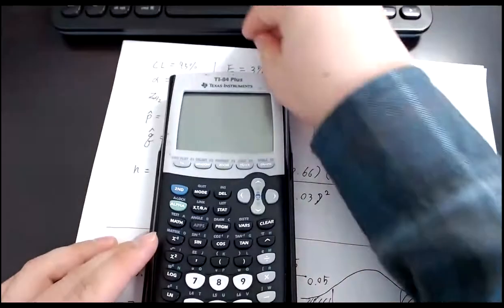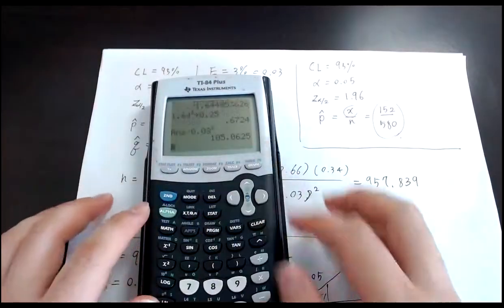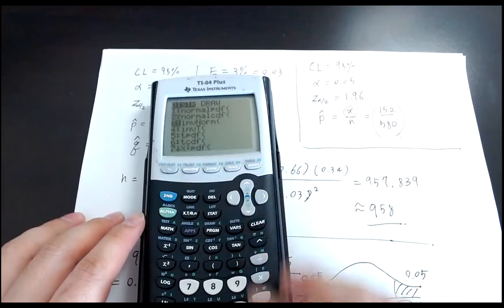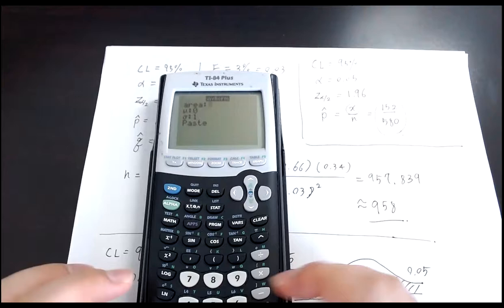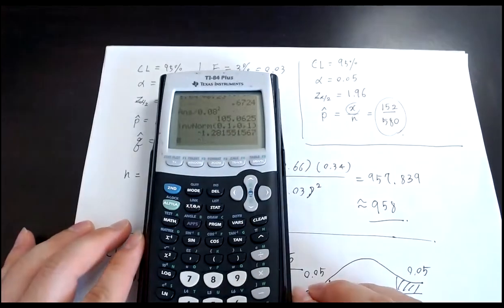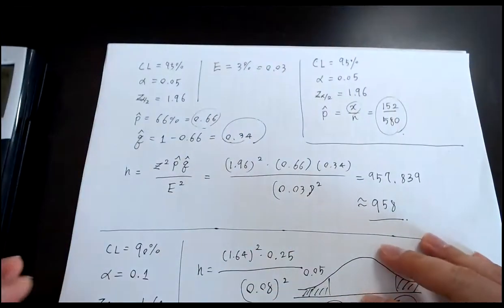So using the inverse norm, let's see. We go to the distribution, and we see inverse norm right here. Area is alpha over 2, which is 0.1, mu 0, sigma 1. So we got minus 1.28, right? That's the negative z alpha over 2, so the positive z alpha over 2 is going to be 1.28, right? Let me write it on the sketch paper.